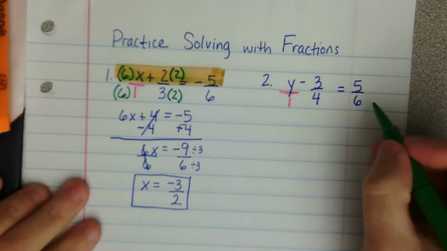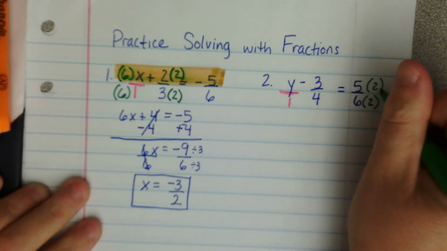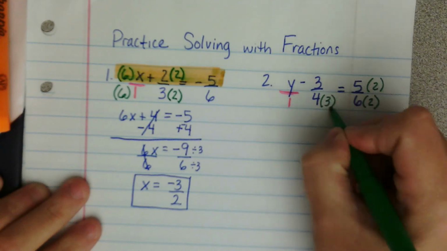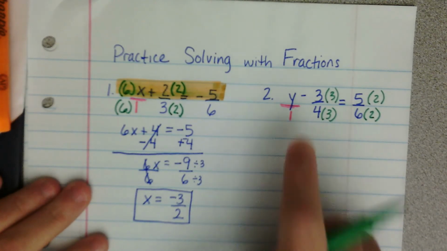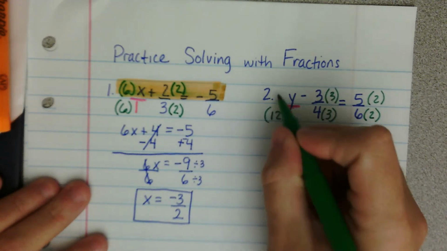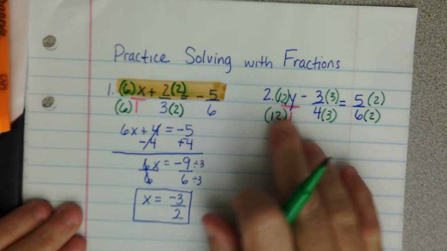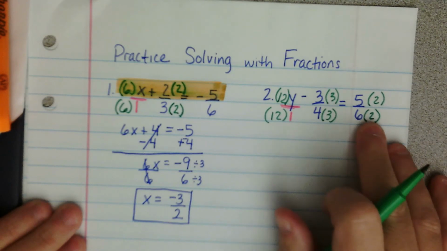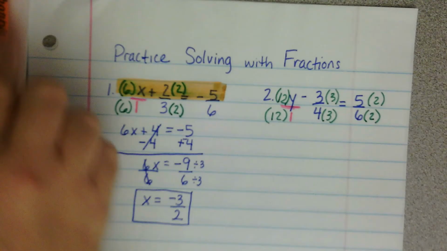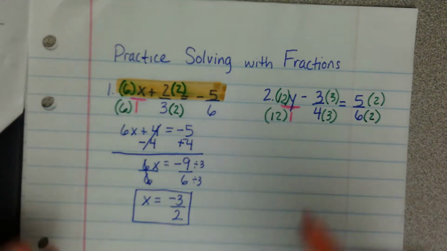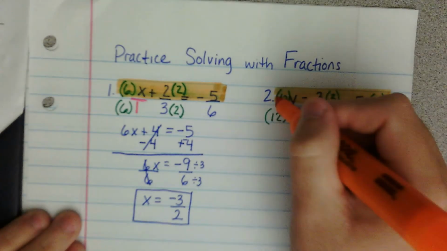To get a 12, the 6 has to be multiplied by 2, top and bottom. The 4 has to be multiplied by 3, top and bottom. And the 1 has to be multiplied by 12, top and bottom. Don't forget about that 1. Once I do, I double check my denominator. 6 times 2 is 12, 4 times 3 is 12, 12 times 1 is 12. And now that all the denominators are the same, I'm going to take my highlighter and highlight my numerator. And this is what I'm solving.